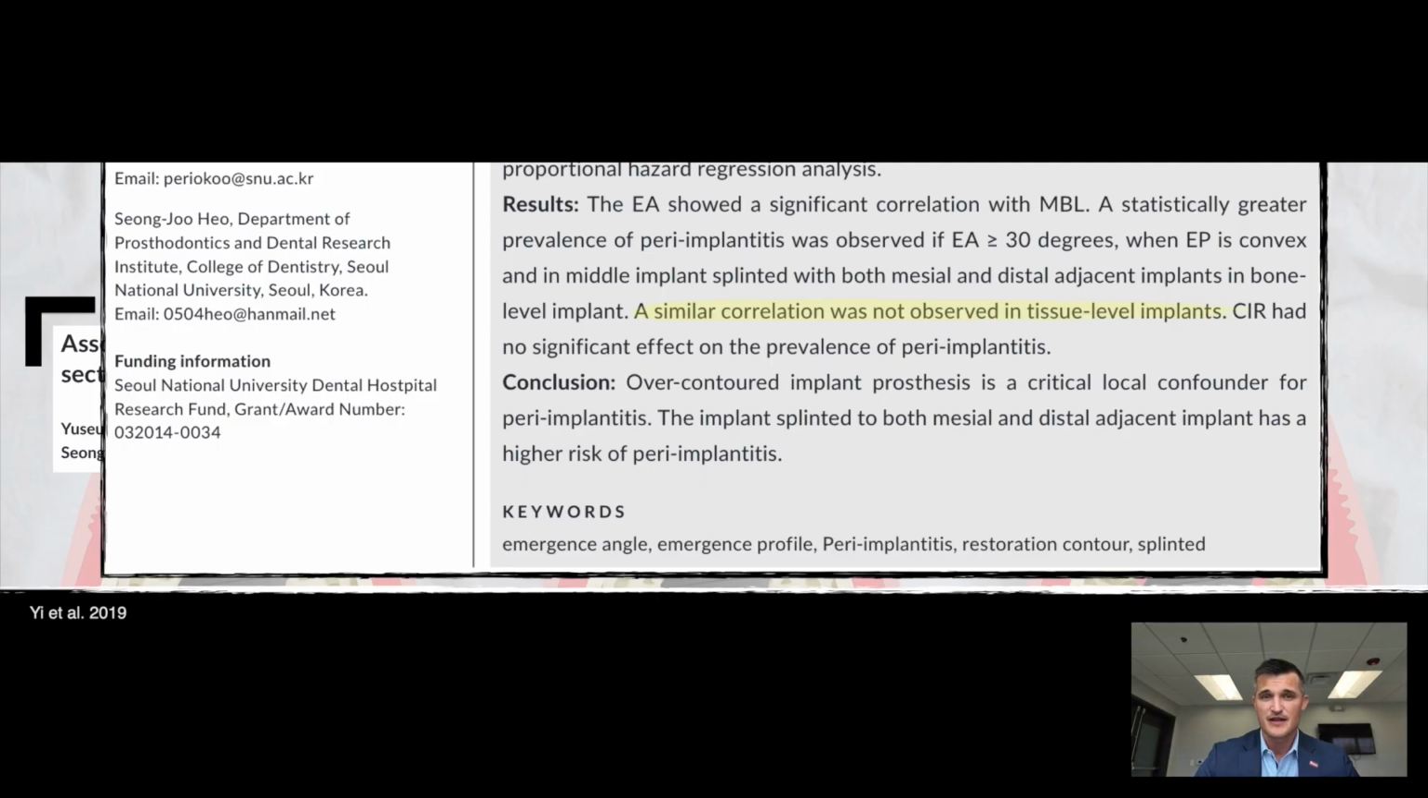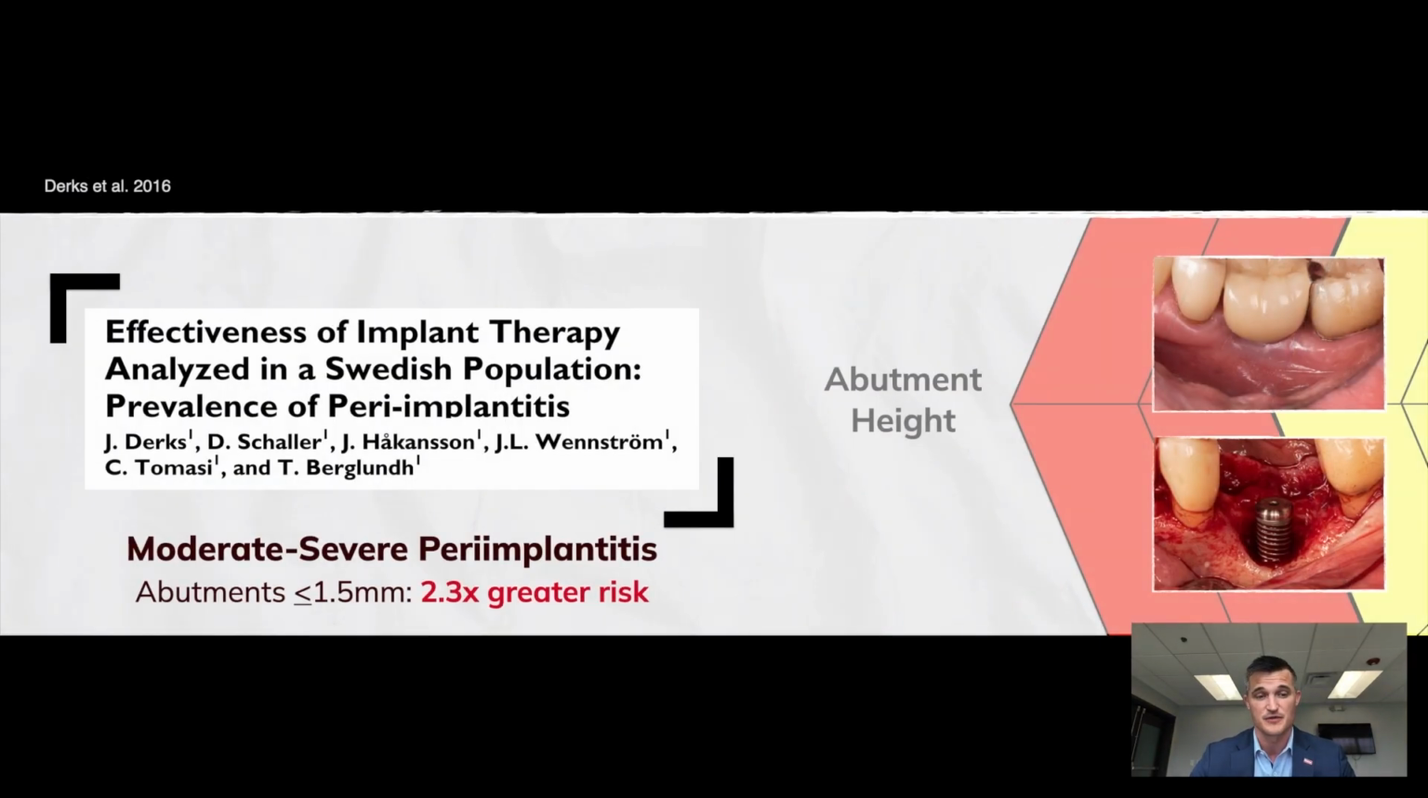And when we consider that an abutment has similar benefits as a transmucosal portion of a tissue-level implant in that it's separating the emergence from the tissues, it would make sense that a longer abutment may protect against disease and bone loss on our implants that have excessive emergence angles.